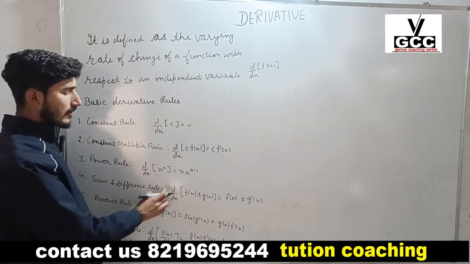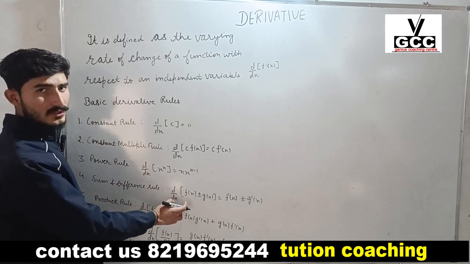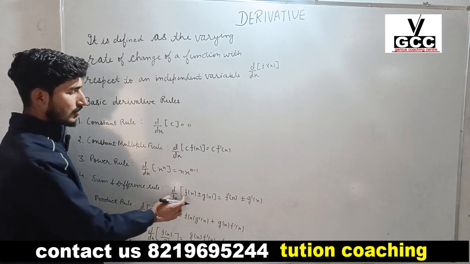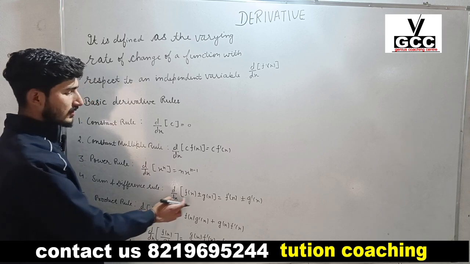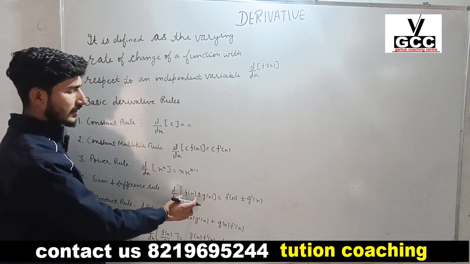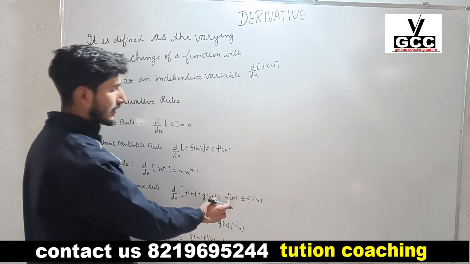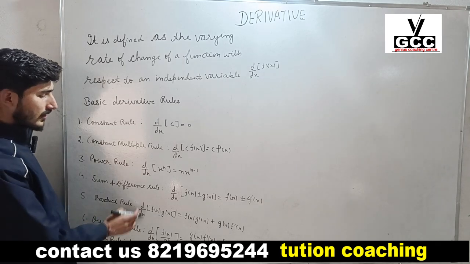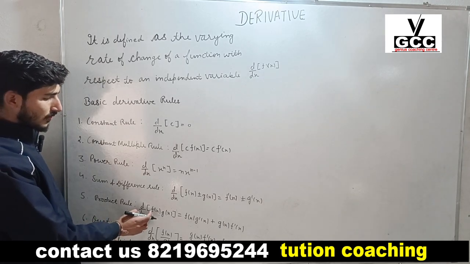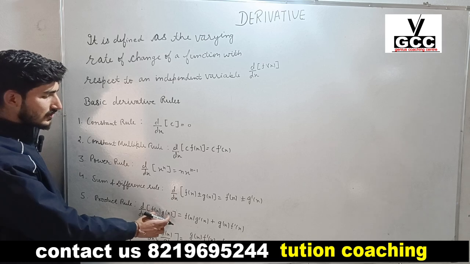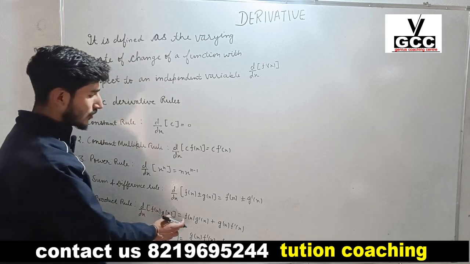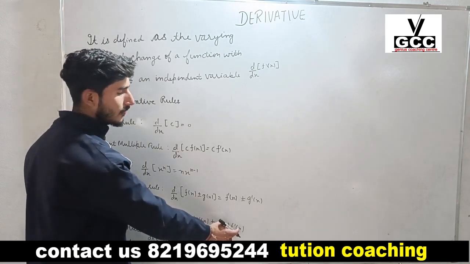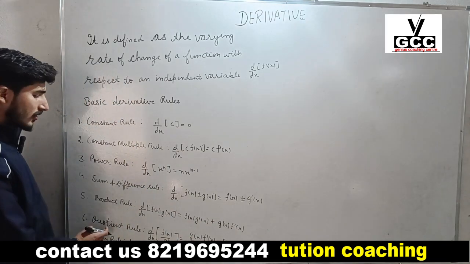Sum and difference rule: the derivative of a function under addition and subtraction is equal to f dash x plus or minus g dash x. Another rule, the product rule: the derivative of two functions f of x, g of x is equal to first function times the derivative of the second function plus second function times the derivative of the first function.